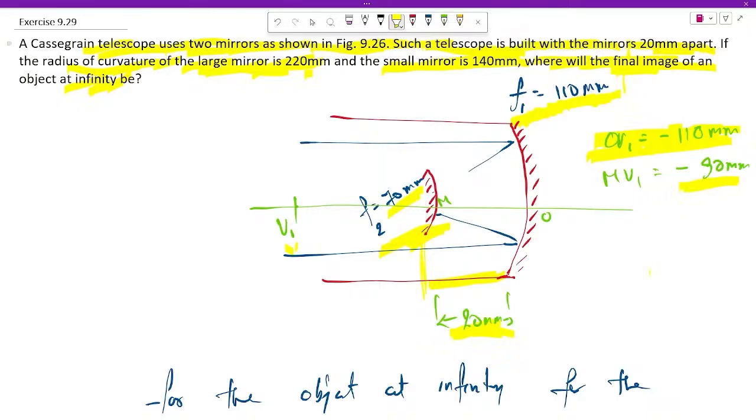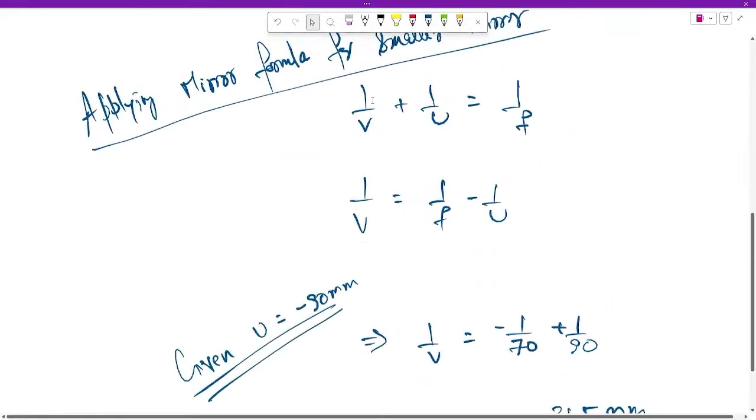So in this mirror formula, we haven't been given the value of F, and we know the value of U now, that is equal to minus 90 mm. So we can easily calculate the value of V. So let's calculate using the mirror formula.